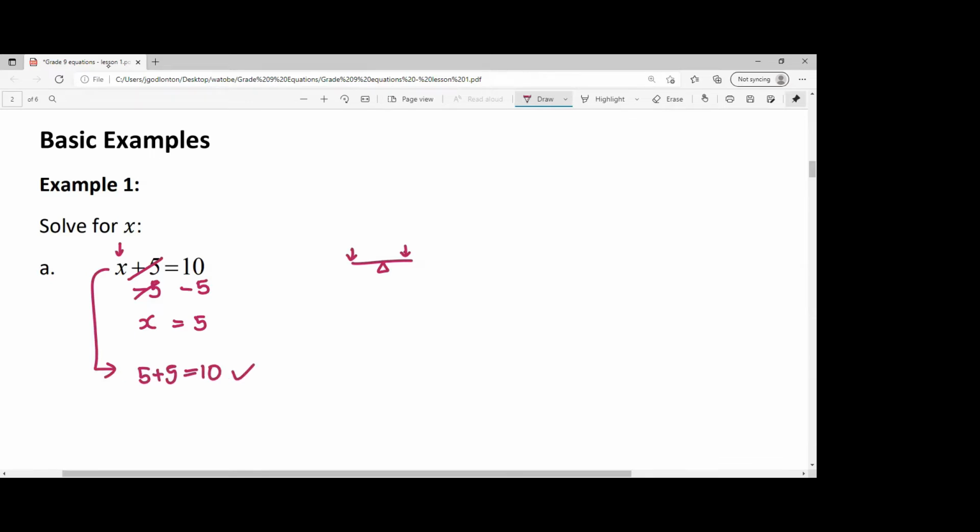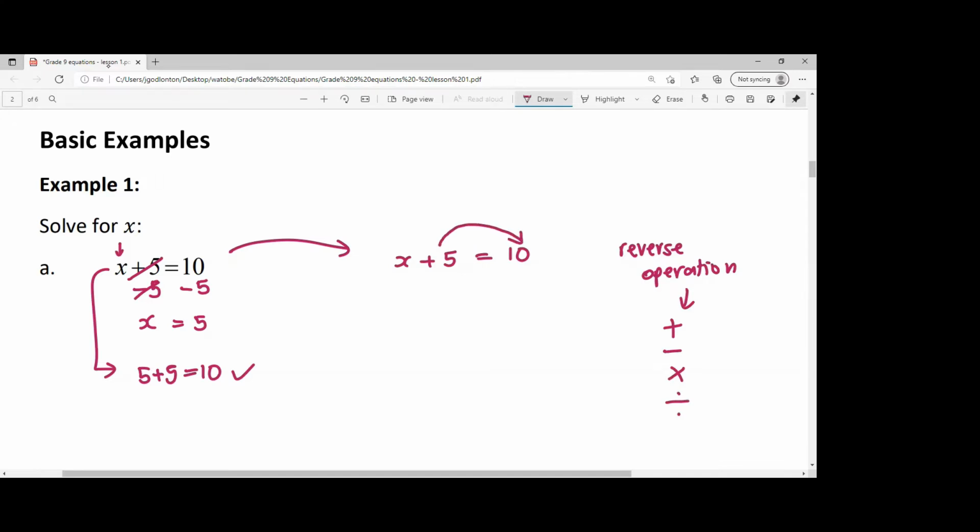Okay. But working out an equation this way can get a little bit messy, especially when we have lots and lots of steps involved. So the easiest thing is that when we move over the equal sign, we always do the reverse operation. Operation is just a fancy word for plus, minus, times, or divide. So here, if this 5 is moving over, if at the moment it's being plus, when it moves over, we are going to minus. So it's always going to be the reverse operation of what we're doing.